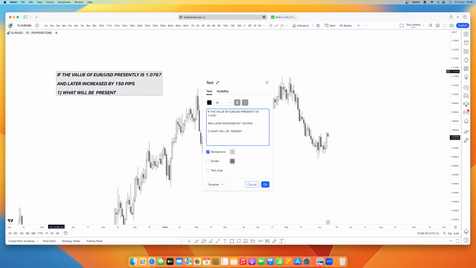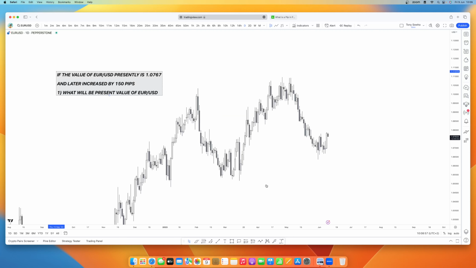What will be the present value of Euro USD? So do the calculation and send to me. All right, that's going to be your assignment 1. And then number 2, let me put this as the second assignment. Okay, this is it. This is 1.